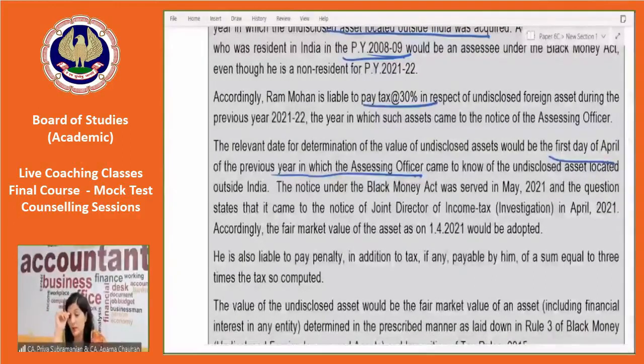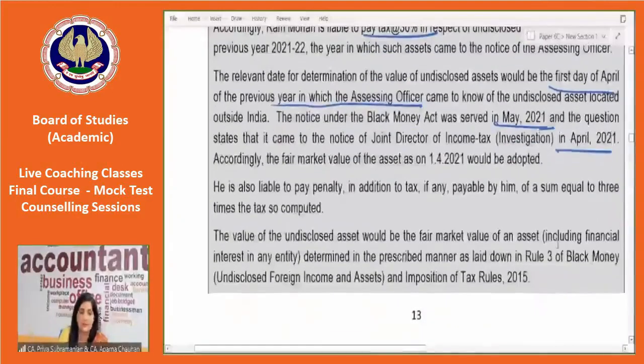The notice was served on Mr. Ram in May 21, and the question also said that in April 21 it came to its notice. Then the relevant date would be 1st of April 21. That has to be considered for determining the fair market value of the assets.